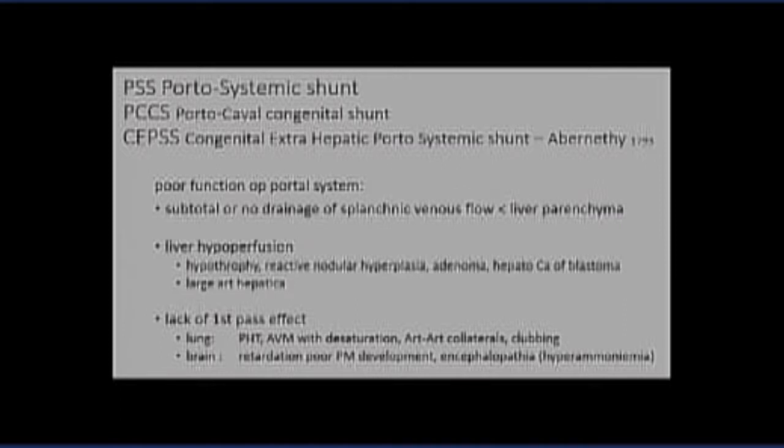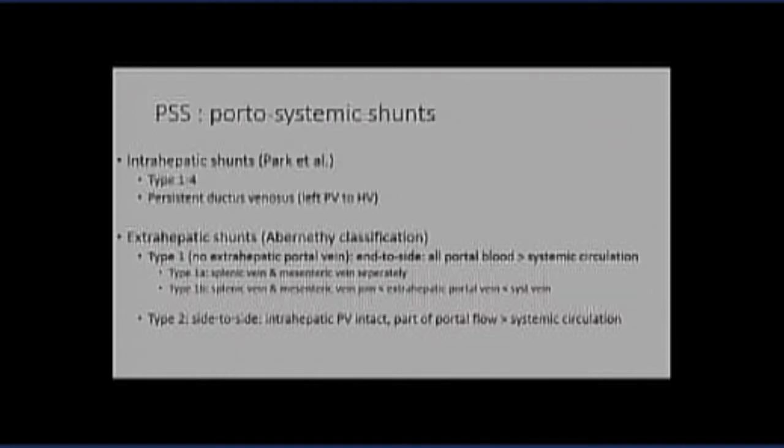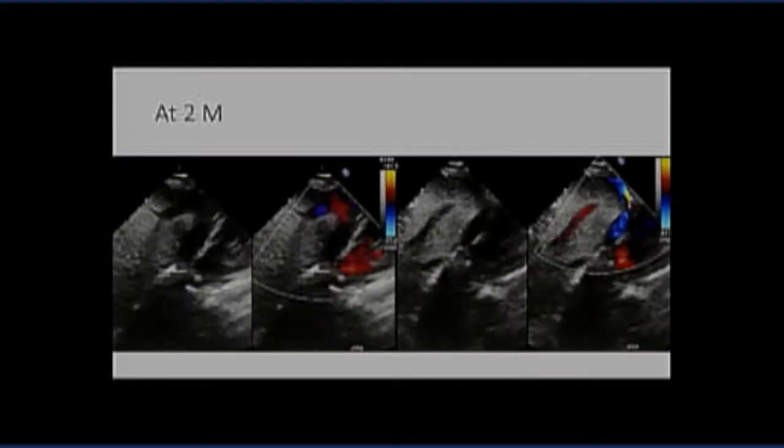What the lungs are concerned, it can cause very severe, even lethal pulmonary hypertension in time, AVMs with cyanosis, arterial collaterals, we have a few like those, clubbing. And what the brain is concerned, the brain is not happy with all that ammonia and bad things that you drain from the gut if it's not filtered, and you can get psychomotor developmental delay and encephalopathy. Abernethy, 1793, did describe it for the first time. There are a lot of classifications which are hard and uninteresting for today.